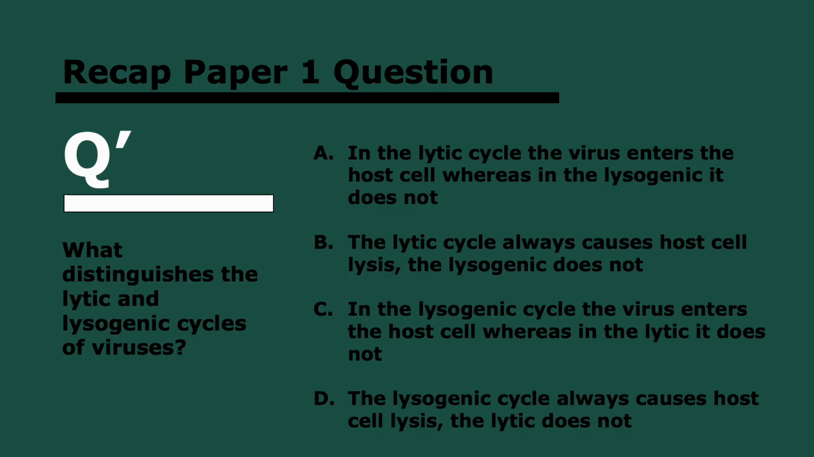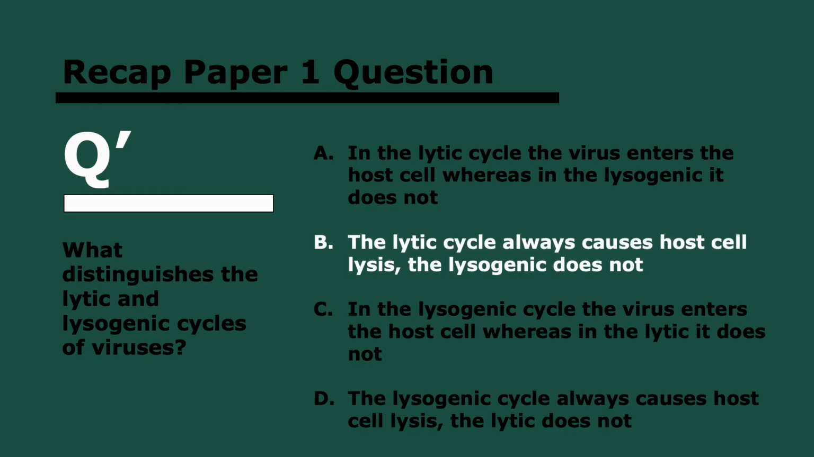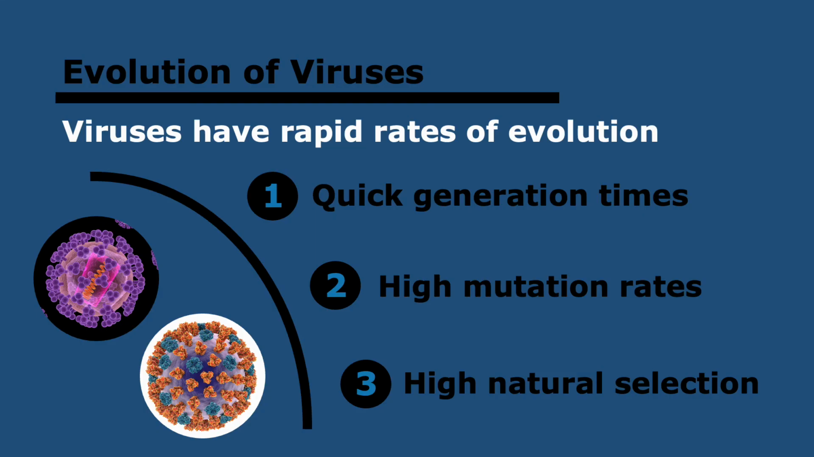Great. Let's stop here for a question, a paper one question. So what distinguishes the lytic and lysogenic cycles of viruses? This should be really easy. Again, pause now. But the answer is B. The lytic cycle always causes host cell lysis. The lysogenic does not. D, which says the opposite, is just not true. And then A and C are incorrect because in both, the virus enters the host cell, or rather the DNA of the virus. But regardless, so it's B.